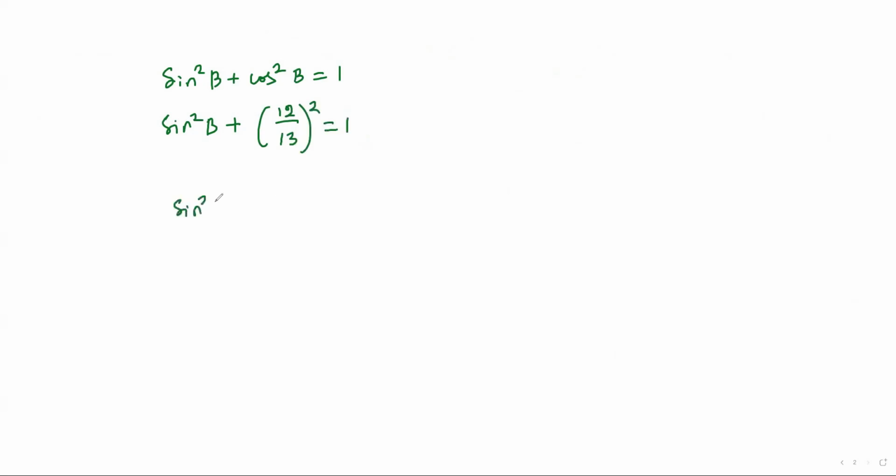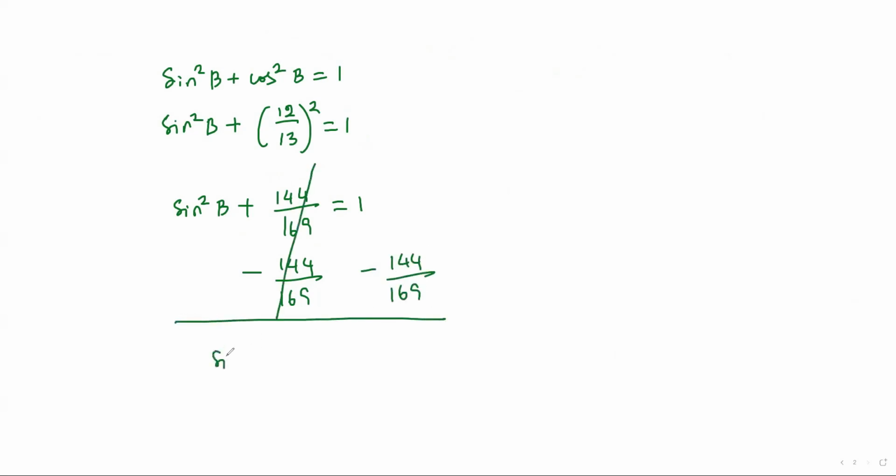So sine square B plus, when I square this 12 over 13, 12 square over 13 square, which is 144 over 169, equals 1. Okay, to isolate sine B, I have to get rid of all the values around sine B. So for that, I have to subtract 144 over 169 on both sides, so that this one will cancel out. I get sine square B equals 1 minus 144 over 169.